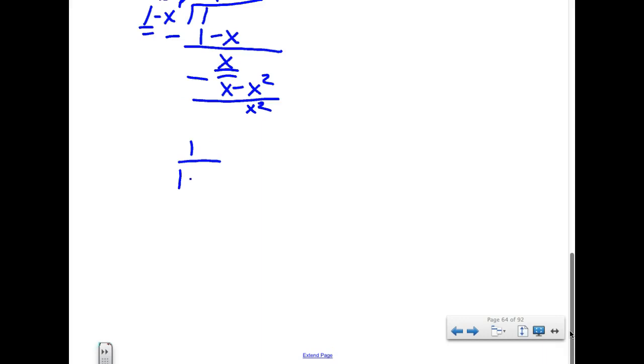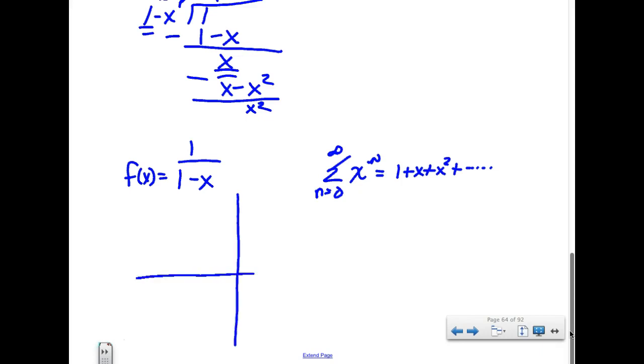We've got 1 over 1 minus x, the original function. We've got our power series for that function, which we said was the sum of 1 times x to the nth, which equaled 1 plus x plus x squared plus dot, dot, dot. When I graph these two functions, you already know there's an asymptote at 1, so I'm going to put an asymptote here. We know what the graph of 1 over x looks like. 1 over 1 minus x is just shifting that over.